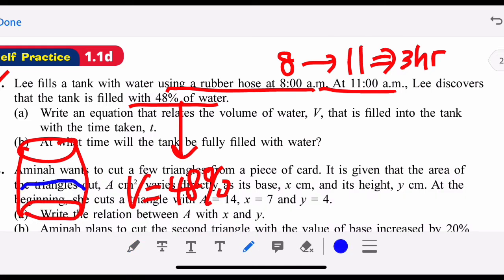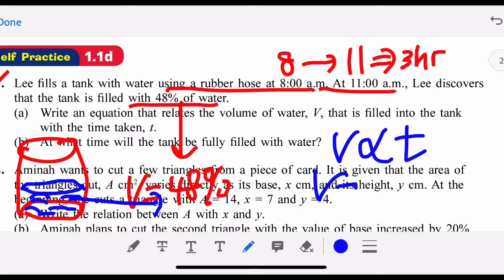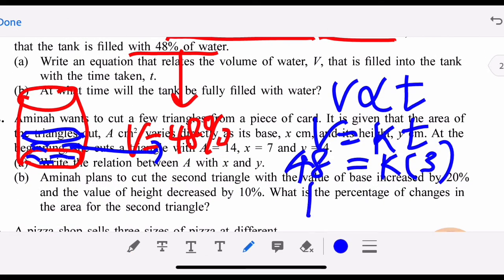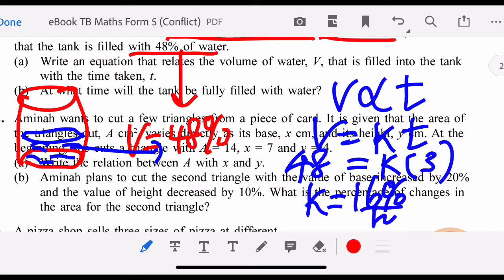So let's say this is the water. We have 48%. So we can say volume actually varies directly with the time, and volume is equal to a constant times the time. And then 48% takes 3 hours. That means the constant is 16% per hour, right? 1 hour is 16%. So the unit is very important.